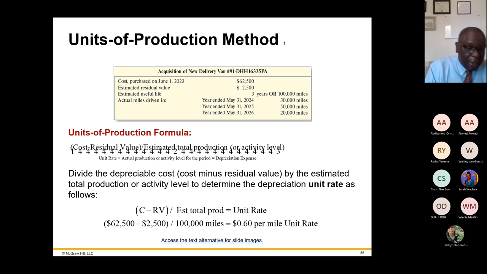I've done a big work. I've explained it all over again. So I want to know, what is the depreciation value for this van? The gentleman that asked the question. Yes.